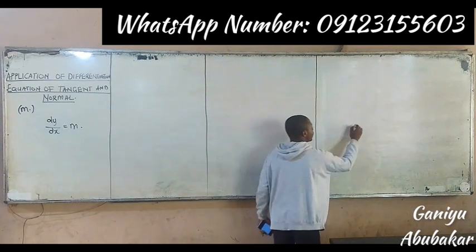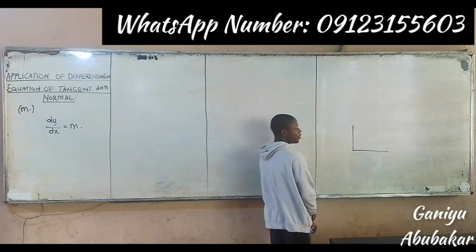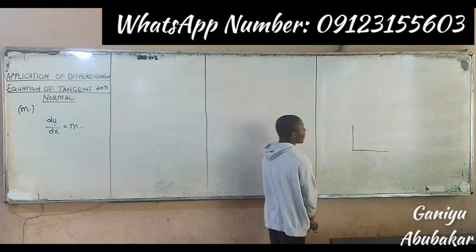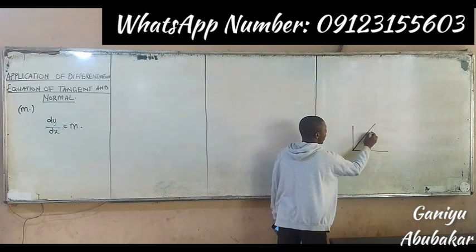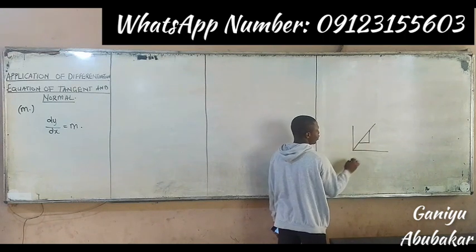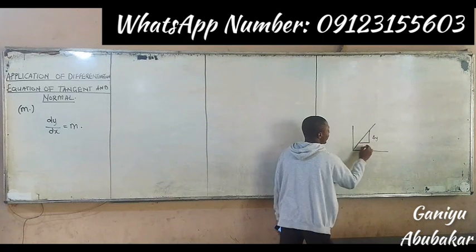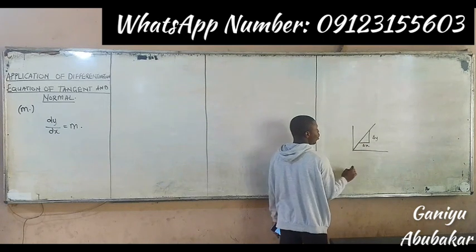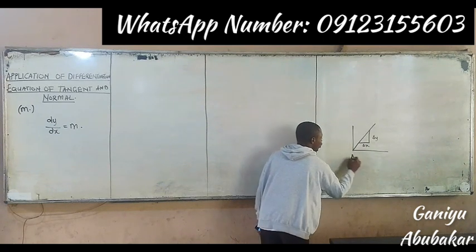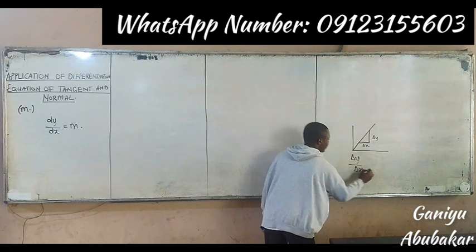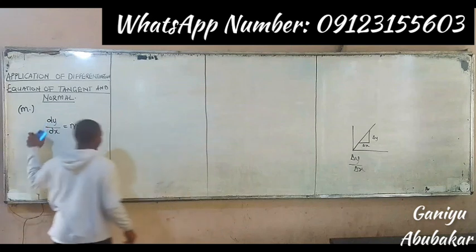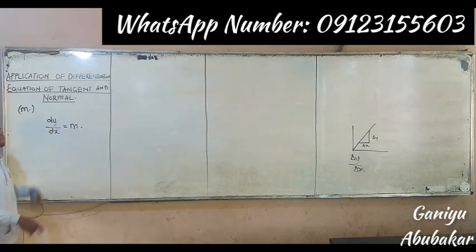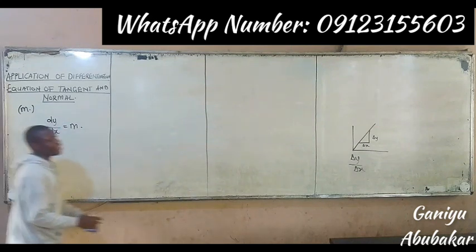If I'm having a graph in this manner, such that my graph has an inclined line this way, and I have my slope in this format, here becomes my change in y, here becomes change in x. Of course, my slope becomes change in y over change in x, which is the same thing as dy over dx, now equal to m.